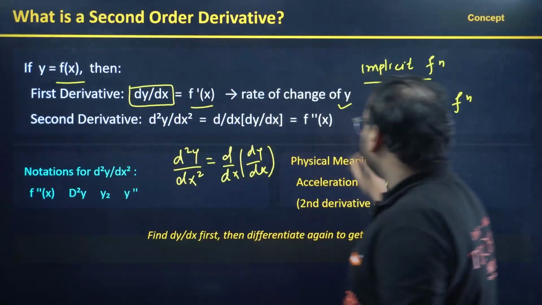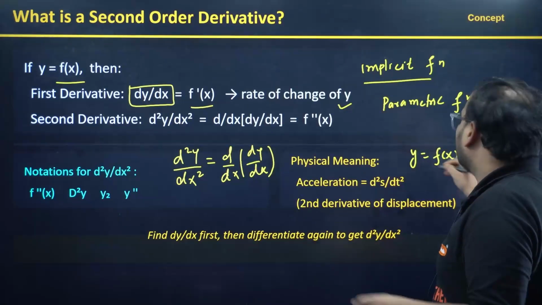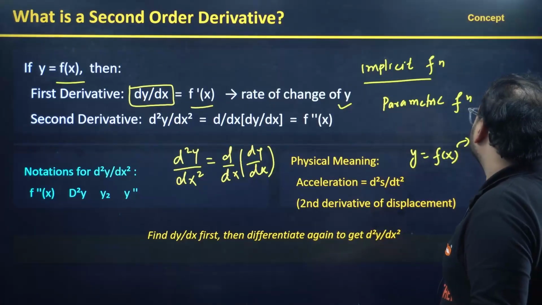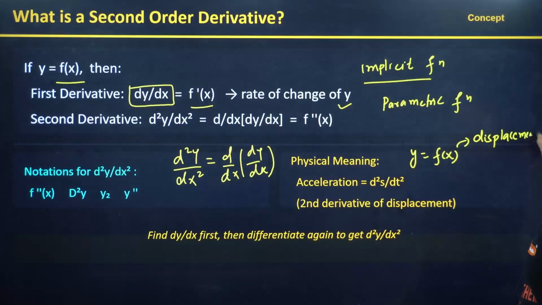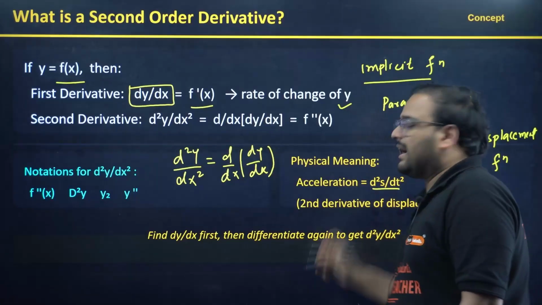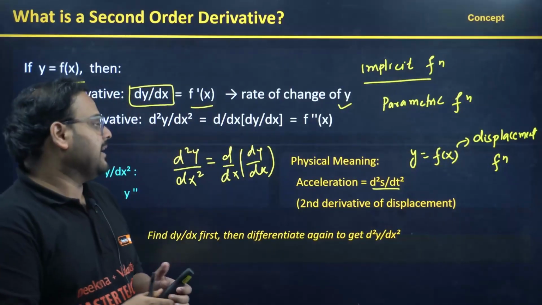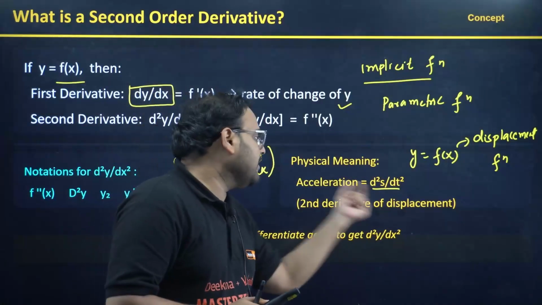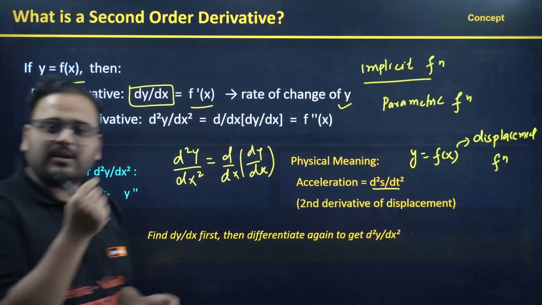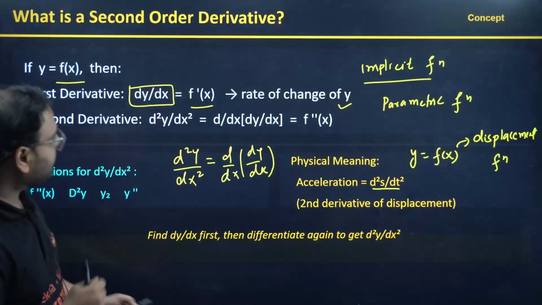What is the meaning of it? If I take an example where y equal to f of x or s represents a displacement function, then the second derivative is nothing but acceleration, because the first derivative will be velocity, right? And the second derivative will be acceleration. So the second derivative of displacement will be acceleration. This is one physical meaning or example of the second derivative in science. Let us move on.